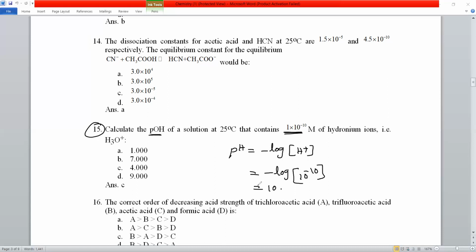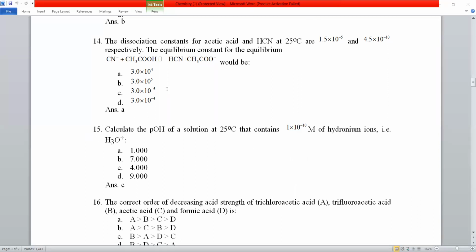pH is 10. Then what they're asking here is pOH. Since we know pH plus pOH equals 14 at 25 degrees Celsius, we need pOH, right? So pOH equals 14 minus 10, since pH is 10. So we got 4. So the answer should be C.